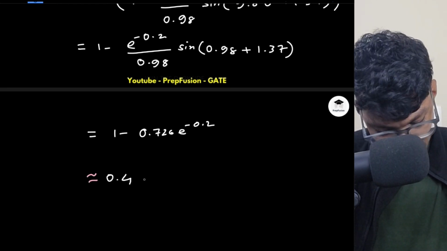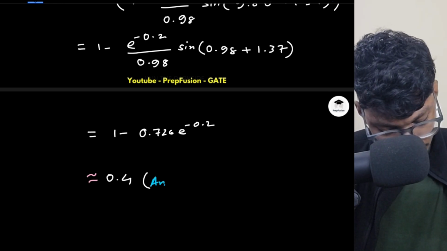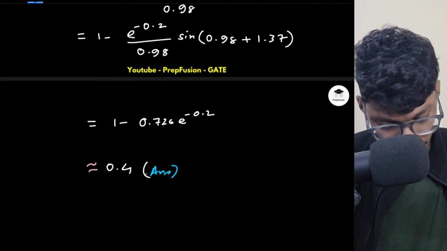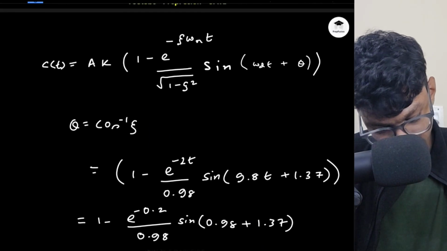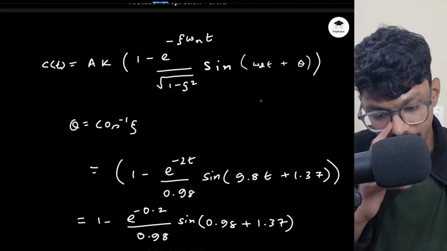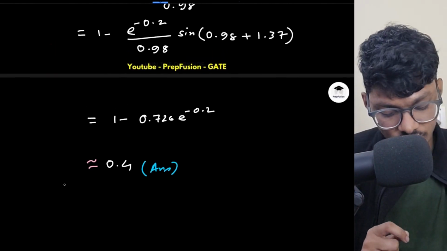So the main thing is this formula, and this we have no choice but to remember, because you will not be able to derive this expression in the examination hall. You have to remember this formula. So the answer will be 0.4.